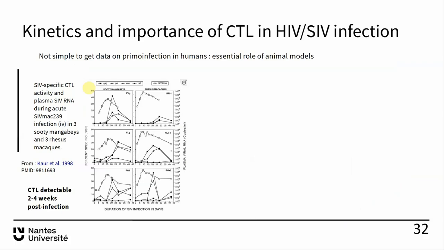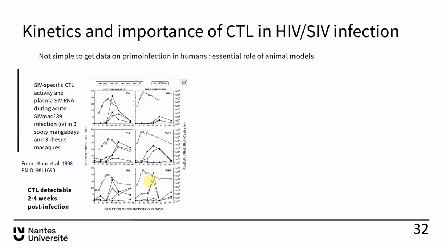Okay, so what's the role of CTL in an infection? It's not so easy to get data on primary infection in humans because you don't really know the date of the infection a lot of the time. This is why animal models were very important here, in mouse and in non-human primates. I'm going back to some work that was done 25 years ago now, maybe more, in SIV-infected macaques. You follow the viral load and you follow the presence of CTL. And what you can see is when the CTL go up, the virus load goes down. That's a reproducible finding. You get CTL detectable 2 to 4 weeks post-infection, and when you can detect CTL, you can see the viral load goes down. That's a correlation, not causality.